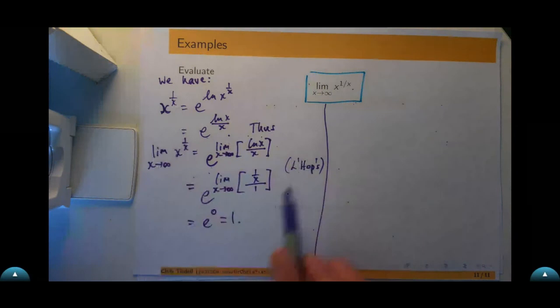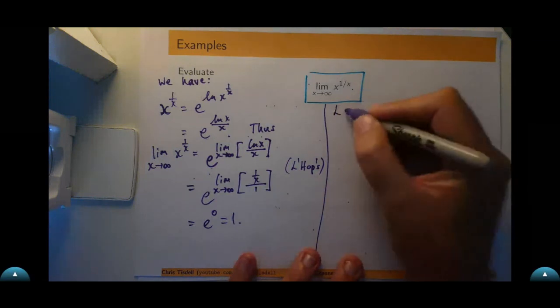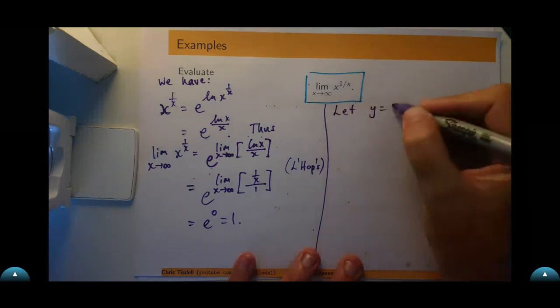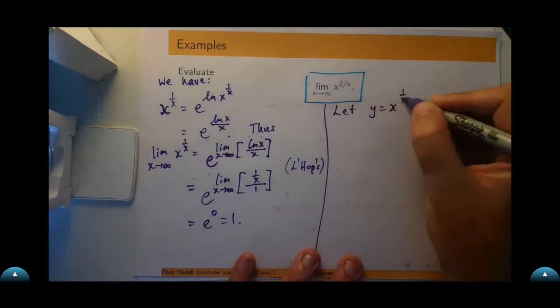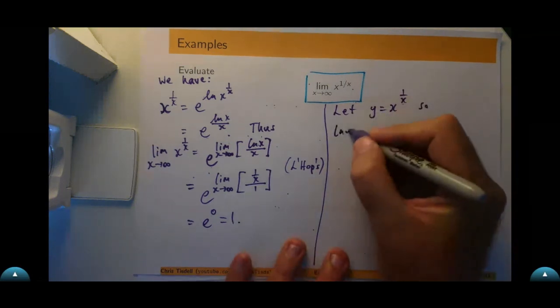And here is one way of justifying it. What might be another way? Well, let's use the logarithmic ideas that we did before. And you can tell me which one you prefer.